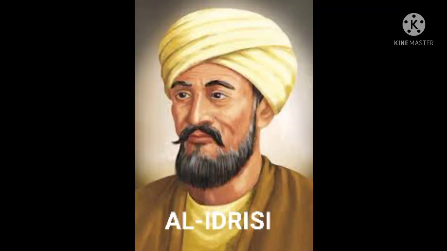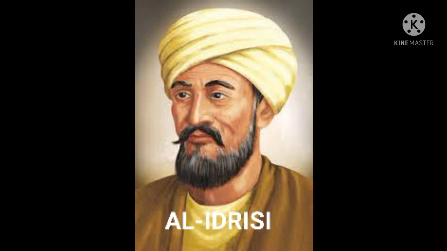Next, coming to the Arab mapmaker Al Idrisi. He prepared a map in the year 1154. You can see here the Al Idrisi map. He indicated only 3 continents in the map, although actually 7 continents are there. They are Europe, Asia and Africa. He prepared a map of only the northern portion of the world.